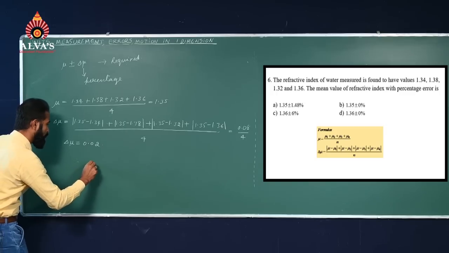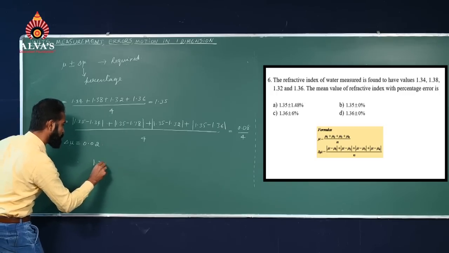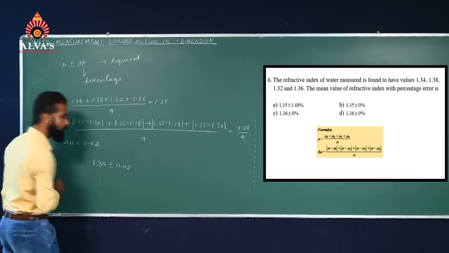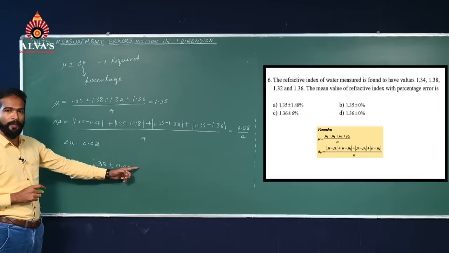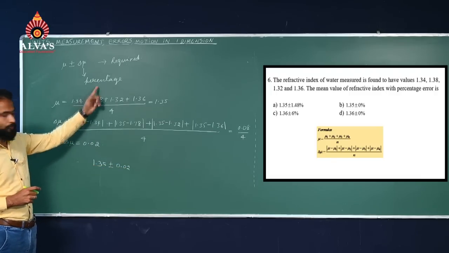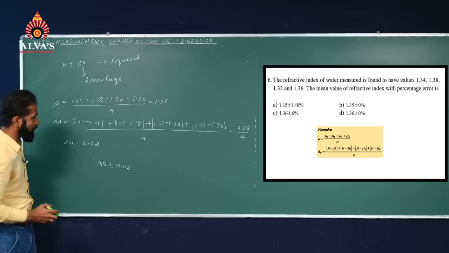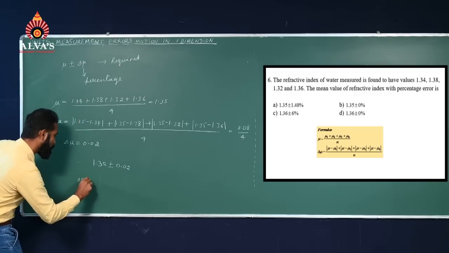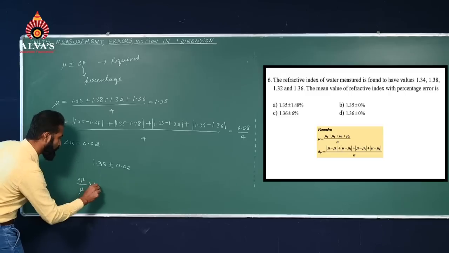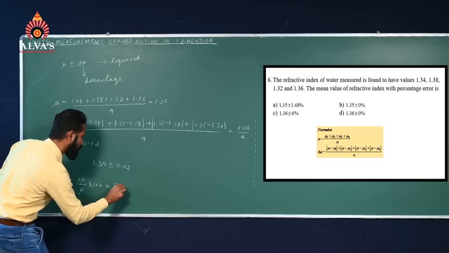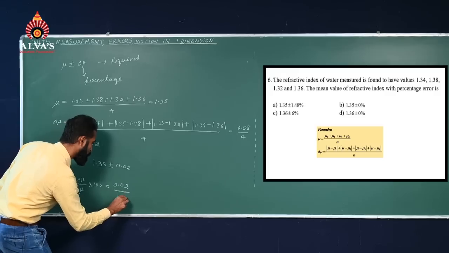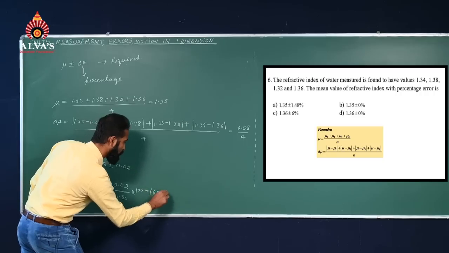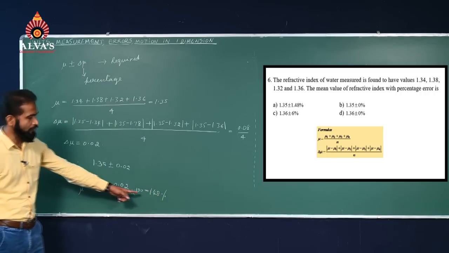Now let us substitute this answer and this in the main equation. Therefore I'm going to get the final answer as 1.35 plus or minus 0.02. But if you look at the options, none of them are matching. That is because the error is given in percentage. So we have to convert this error into percentage. How to convert it? Delta mu divided by mu into 100%. That gives us 0.02 divided by 1.35 into 100%, which is 1.48%. So the error is finally calculated in percentage.